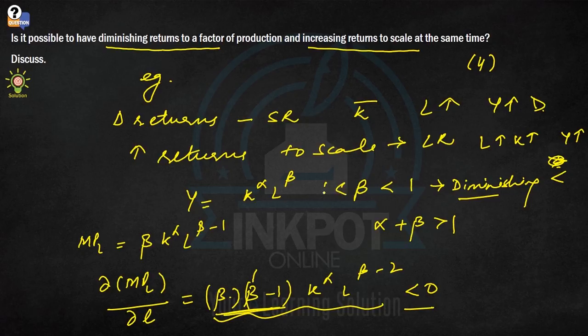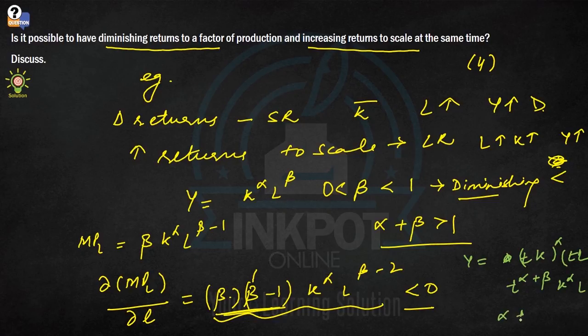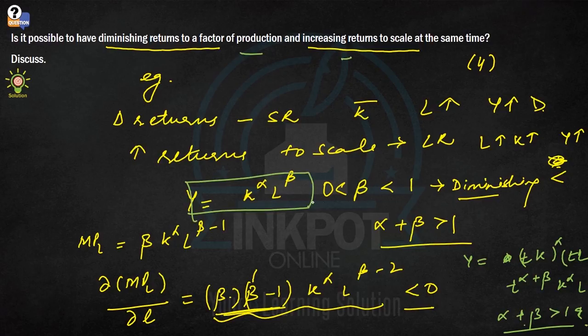So beta has to be between 0 and 1, because otherwise this one will also become negative, and it will create another confusion. So beta has to be between 0 and 1 and such that alpha plus beta is greater than 1. Why is alpha plus beta greater than 1? Because when you do Y equal to lambda, or take t, t K raised to power alpha into t L raised to power beta, then t comes out with the power alpha plus beta, times K^alpha L^beta. So the moment alpha plus beta is greater than 1, you automatically are implying that it's increasing returns to scale. So for these two things to be true at the same time, this is your function with these two conditions, because they will then imply that you have diminishing returns to factor, which is labor, and increasing returns to scale.